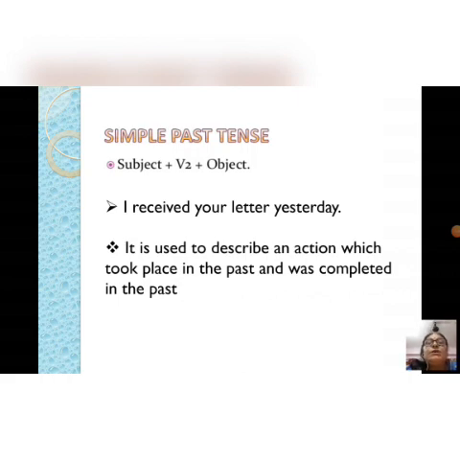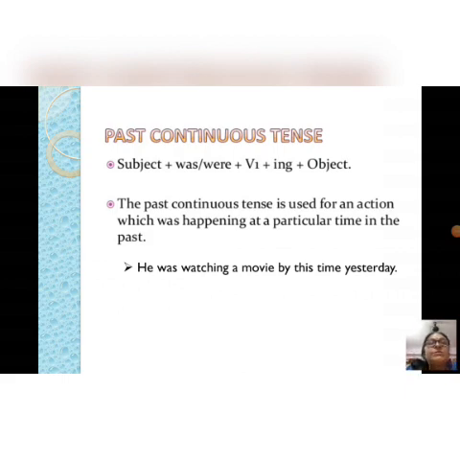The structure of simple past tense is subject plus V2. V2 means the past form of the verb, and then object. Come to the next, past continuous tense. The past continuous tense is used for an action which was happening at a particular time in the past. Means the action was happening at a certain point of time in the past. For example, he was watching a movie by this time yesterday.